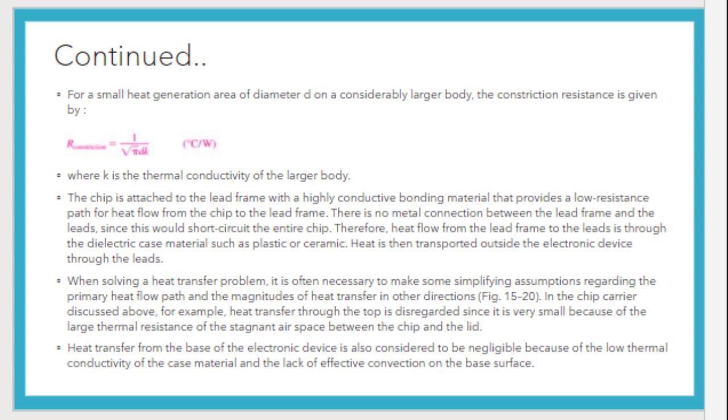For a small heat generation area of diameter d on a considerably larger body, the constriction resistance is given by R constriction equals 1 upon square root of pi d k, where k is the thermal conductivity of the larger body. The chip is attached to the lead frame with a highly conductive bonding material that provides a low resistance path for heat flow from the chip to the lead frame.